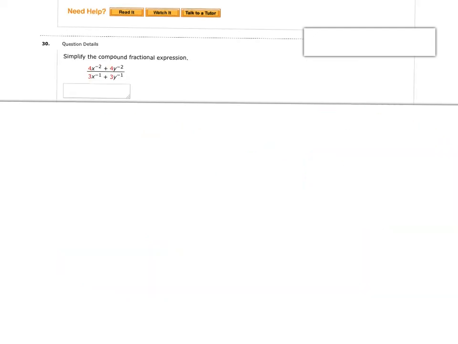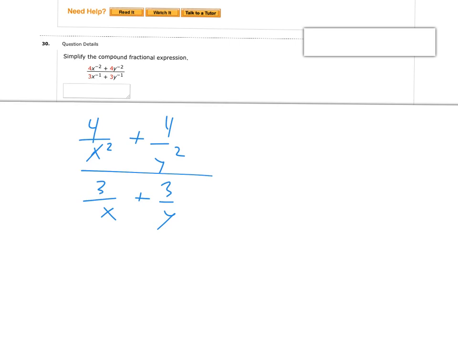All right, next up here, number 30. So for this one, we got to make little mini fractions here. So we're going to call this 4 over x squared plus 4 over y squared over 3 over x plus 3 over y. We're not allowed to move the whole thing to the top and bottom. So then we're going to get a common denominator up here, and a common denominator down there.